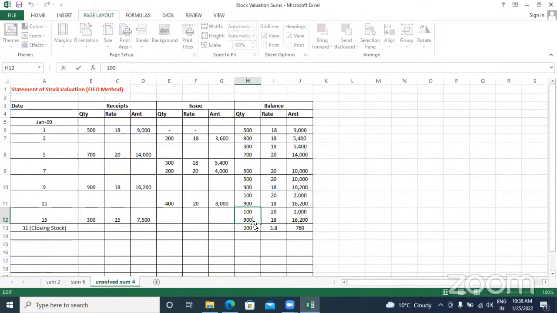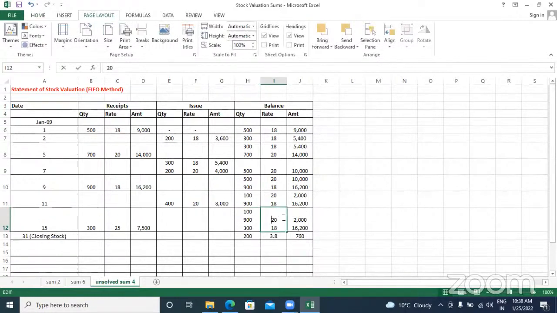But right now after 900, what will you write? 300, ma'am. Very good, because you have purchased, the stock has increased. So you will add here. And what was the rate of 300 units? 25 per unit. And what was the value? 7,500. Simple. Okay, after 15th date, what do we have?